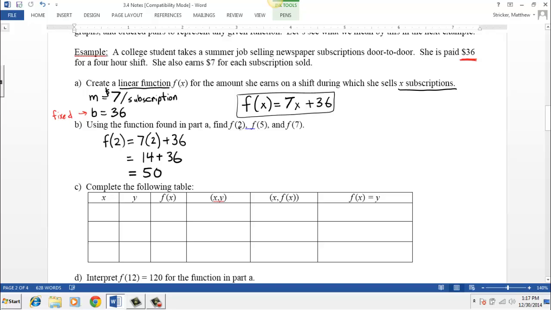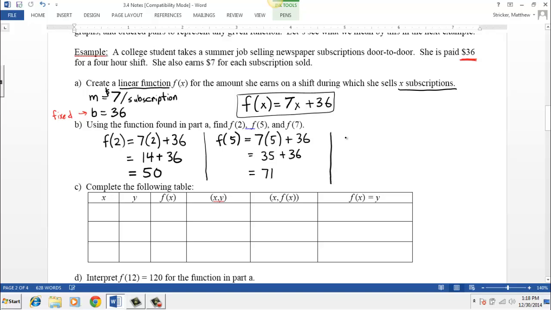So if she sells 2 additional subscriptions, she earns $50 extra. Do another one. Find f of 5. F of 5 we would calculate by taking 7 times 5 plus 36. 7 times 5 is 35 plus her 36 gives $71. This says that when 5 subscriptions are sold, she earns $71.